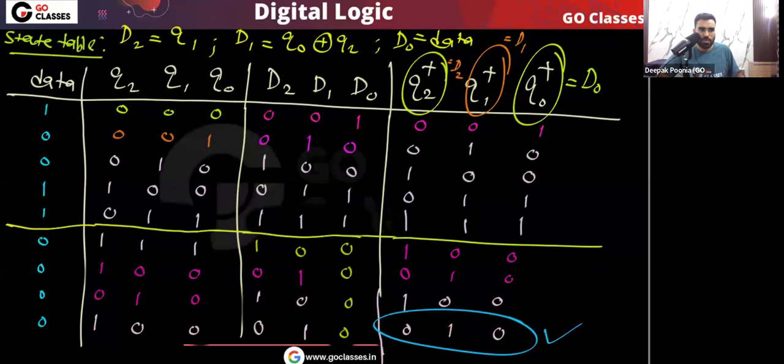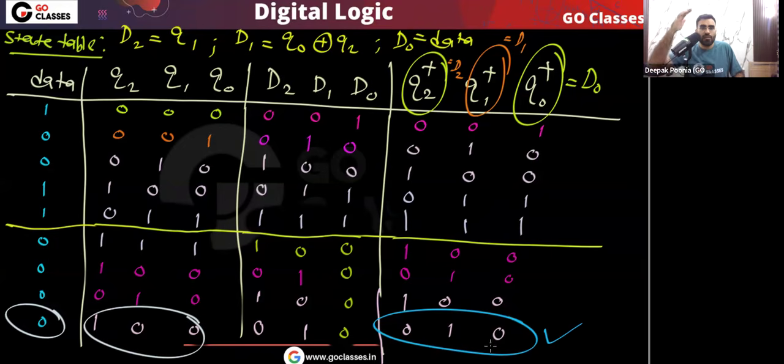Okay, notice. In the ninth clock cycle, the data input is 0, and the present state is 100. And you can see the next state is 010. Means after 9 clock cycles, this 010, this is our answer.